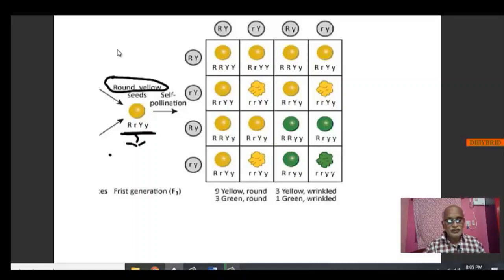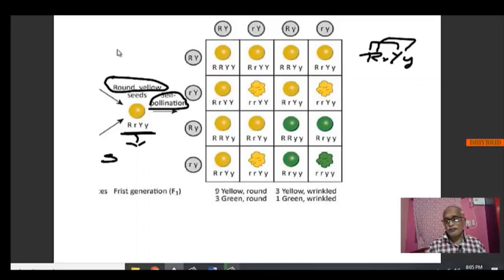So now he has self-pollinated the F1 generation. So we will have 4 different types of gametes. Why? Because we have capital R and small r, and capital Y and small y. So this R can go with this capital Y and also with that of small y.